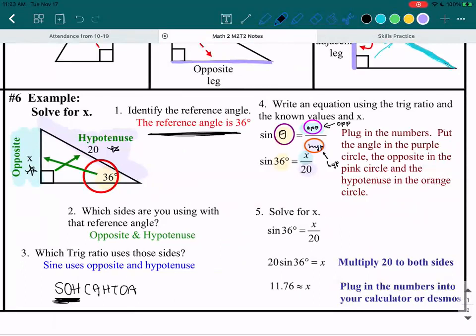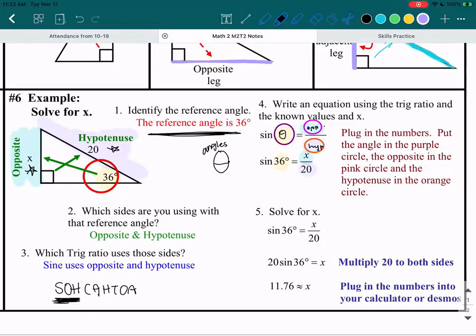Sorry, I wrote it really tiny because I was trying to fit it in there. So opposite over hypotenuse. What's in the purple circle, the one next to sine? That is theta. It just looks like an egg with a ribbon across it. It represents angles. It's just a Greek letter. I forgot if we used it in this class before, but it just means angle.